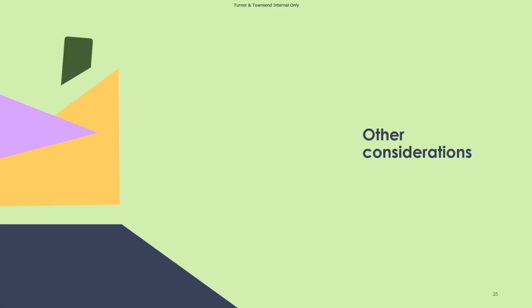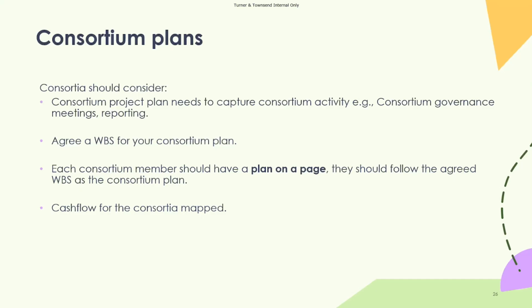So moving on to the last section now, looking at other considerations. When you're pulling together your delivery models and your project plan, you'll now want to start thinking about how this impacts other things. So if you're looking to deliver works as part of a consortium, one of the things you might need to consider is what is your consortium plan?